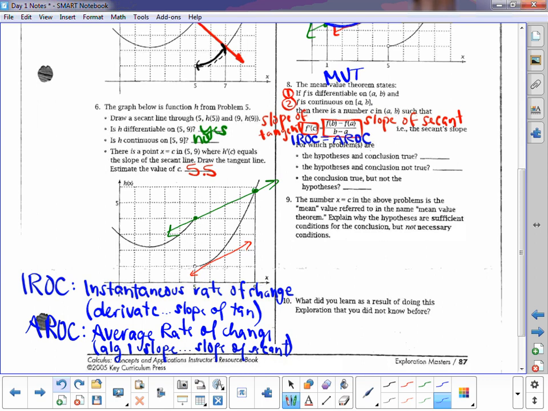Alright, so now that we've gone through and double checked our answers for these, I want you to go back and figure out which problems we had both the hypothesis and the conclusion true. Where it was differentiable, it was continuous, and we had that tangent line. And then figure out where the hypothesis and conclusion were not true, and then the one problem where we had the tangent line even though it wasn't differentiable and continuous. So take just about 30 seconds, go through and classify each of those 7 problems in one of those categories.